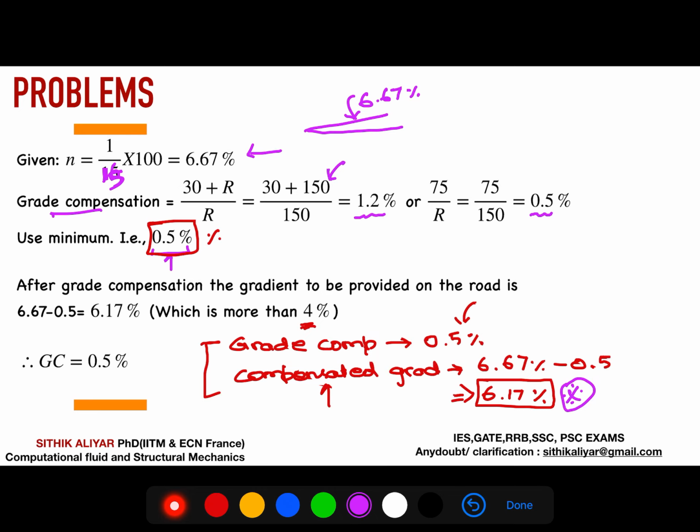Okay, so as per IRC, if there is a gradient of 6.67 percent and it is meeting a horizontal curve of radius 150 meters, we need not provide the same 6.67; we can provide only 6.17 percent. Okay, so this is called grade compensation. We have compensated the grade for the loss incurred by the vehicle negotiating the curve.